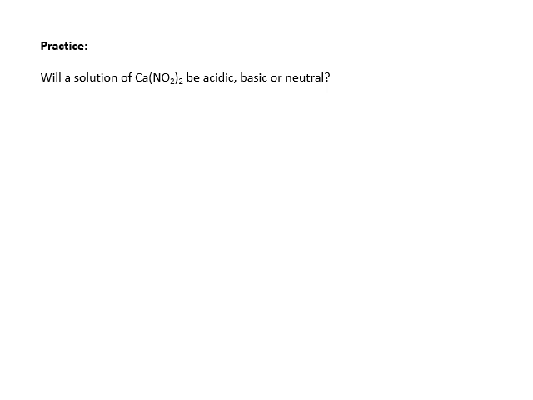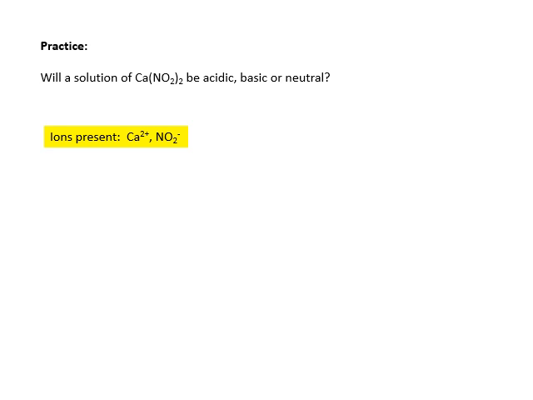Let's try an example. Will a solution of calcium nitrite be acidic, basic, or neutral? The first question to ask yourself is what ions will be present in the solution. In a solution of calcium nitrite, we will have both calcium ions and nitrite ions present.